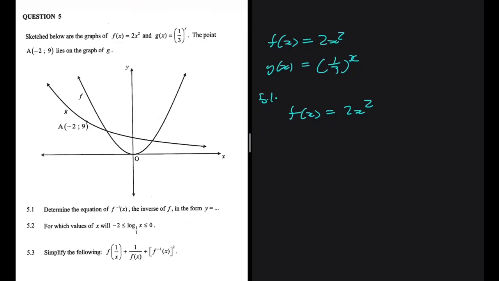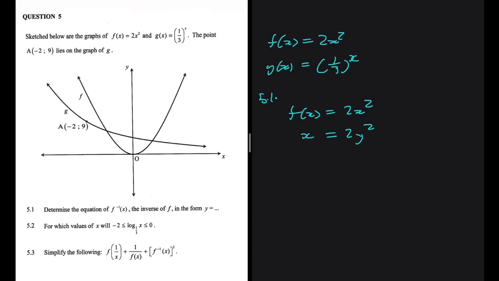So let me show you what I'm talking about. Instead of having f of x, I'm going to put x here, right? And then this is going to be equals to 2. Instead of x, I have y and then squared, right? Now I just have to solve for y. As soon as I'm done with that, I have the equation of f inverse in the form y is equals to. So let's go ahead and do that.